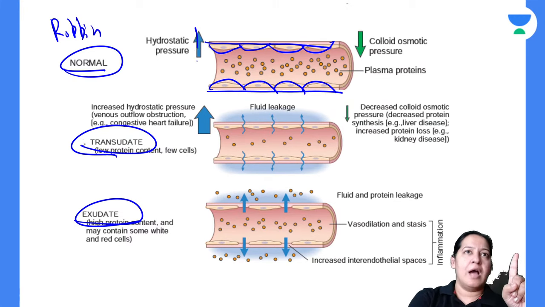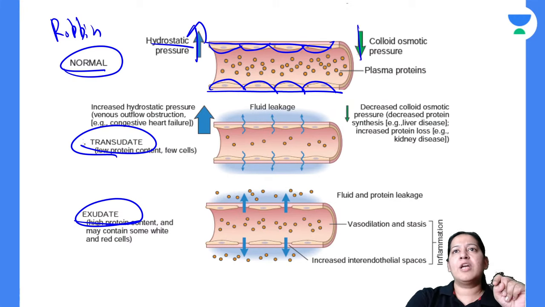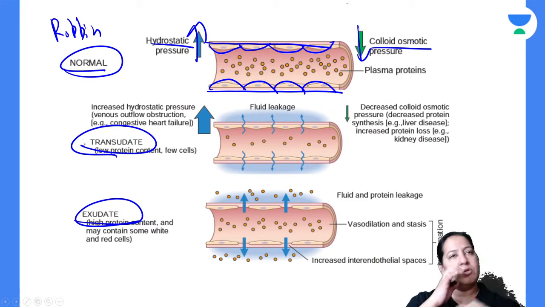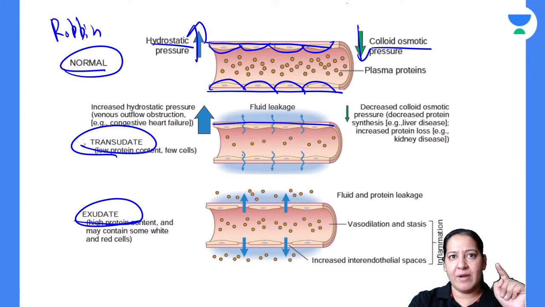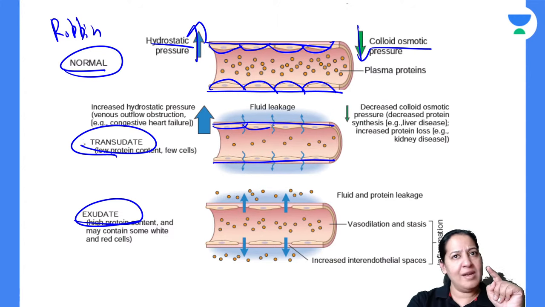And see the pressure. Hydrostatic pressure is outward, oncotic pressure is inward, both are equal and opposite. So there is no edema, it is normal. See the second diagram. In the second diagram, see the basement membrane, see the endothelial lining. Endothelial lining is still continuous.